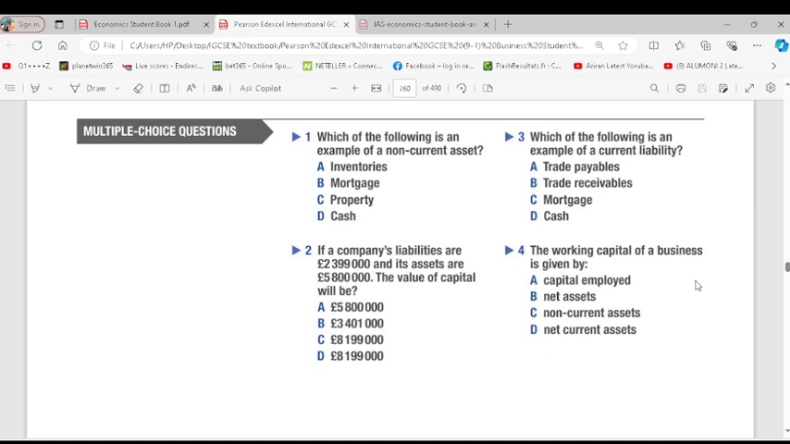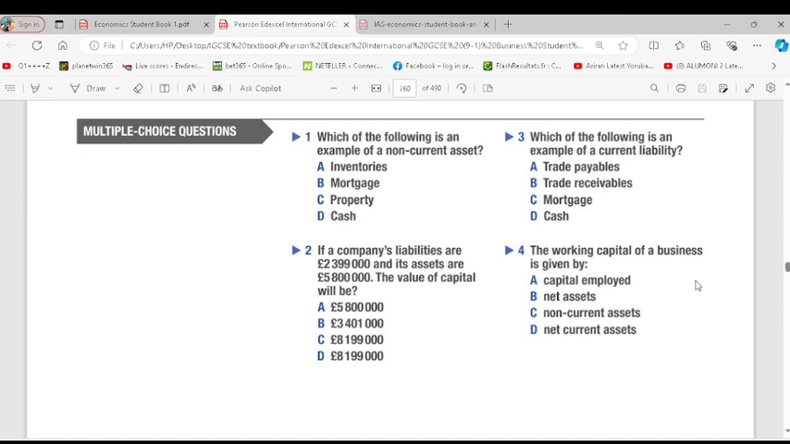Property. I mean, you own the property. Mortgage is a long-term liability. Cash is a short-term, or current, asset. And inventory is also a current asset because it can be easily turned to cash. So the answer is property. Go to question 2.